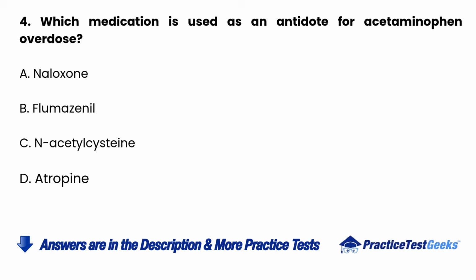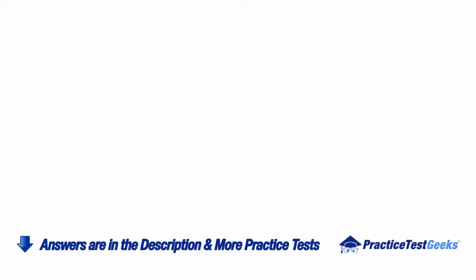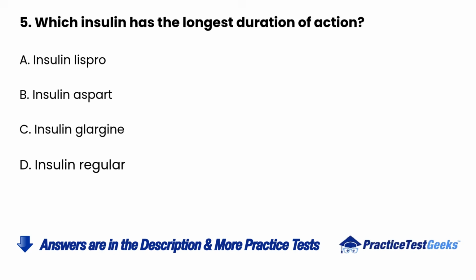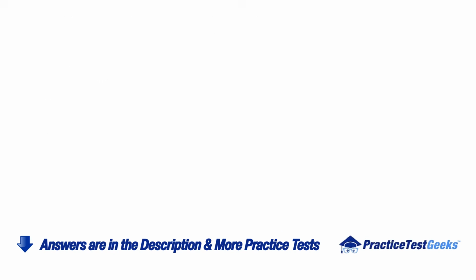N-acetylcysteine. D. Atropine. 5. Which insulin has the longest duration of action? A. Insulin Lispro. B. Insulin Aspart. C. Insulin Glargine. D. Insulin Regular.